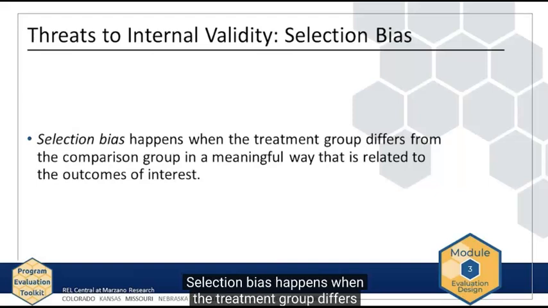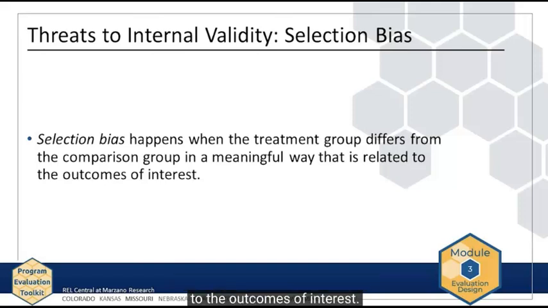Selection bias happens when the treatment group differs from the comparison group in a meaningful way that is related to the outcomes of interest. Again, let's consider this threat in relation to the AMP example. Say that a different district rolls out a program similar to AMP and allows any of its 6 middle schools to participate. 3 schools chose to implement the program, and the district wants to conduct an evaluation to compare the outcomes for those 3 schools to the outcomes for the 3 schools not implementing the program. This case represents a threat to internal validity due to selection bias.